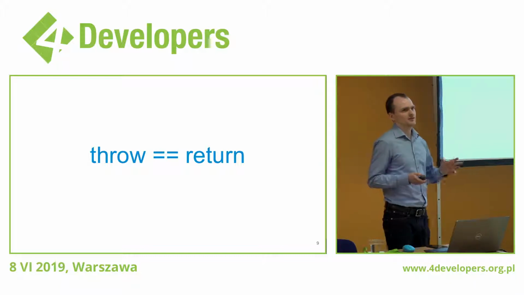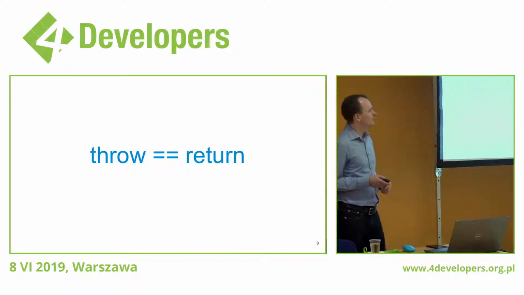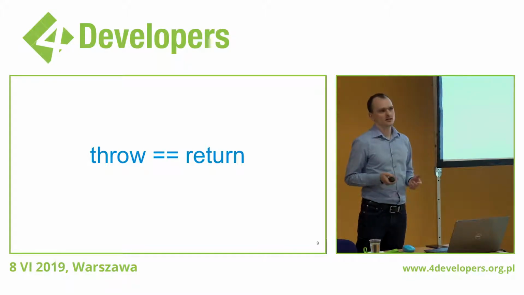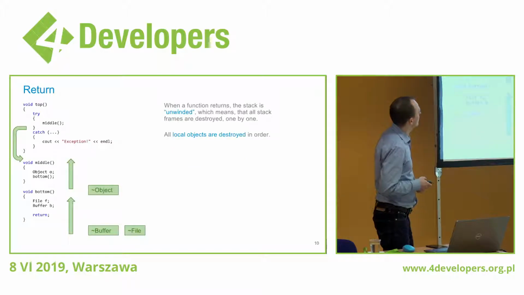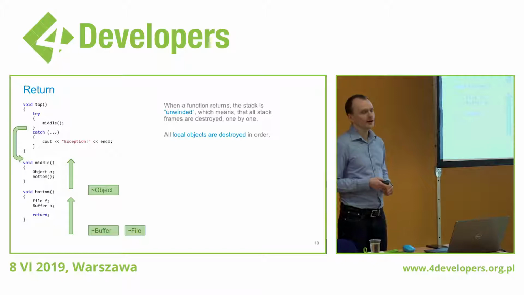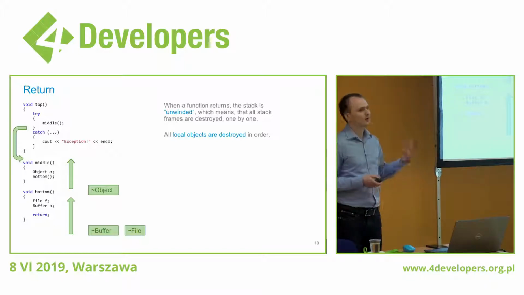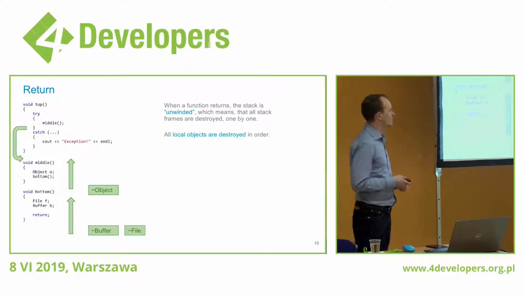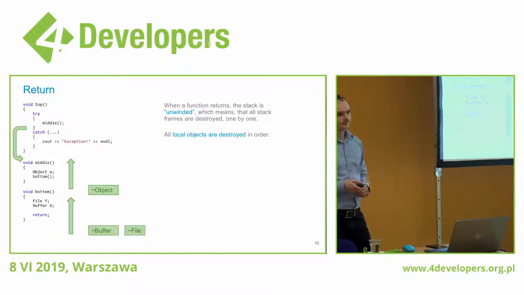They're a bit hesitant to use exceptions. But the thing is that a throw is almost the same thing as a return. So let's see how it works. A return works in a really straightforward way. When we exit a function, all the local objects are destroyed in a well-defined order, and then we go back to the calling function.